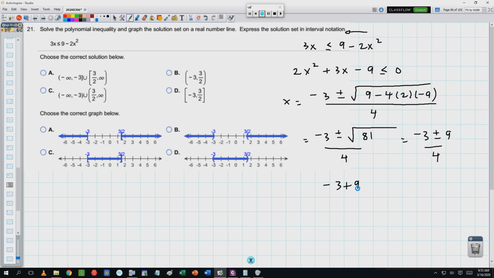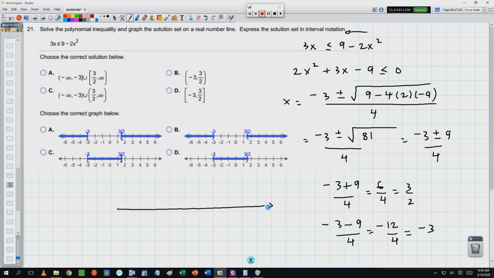Negative 3 plus 9 is positive 6 over 4, which will be 3 over 2. And negative 3 minus 9 will be negative 3. So we have a number line, negative 3 and positive 3 over 2. The inequality is equals, so these will be closed circles. So D is not an answer, and B is not an answer because they use parentheses. We need brackets.